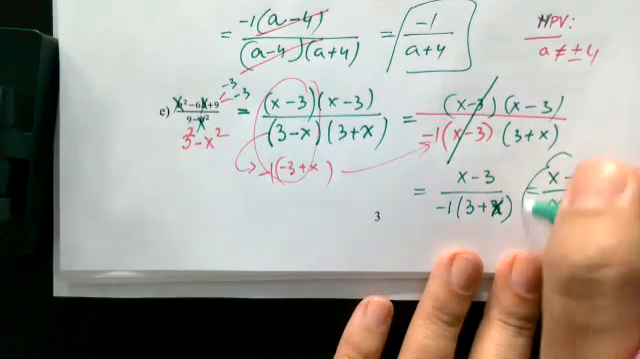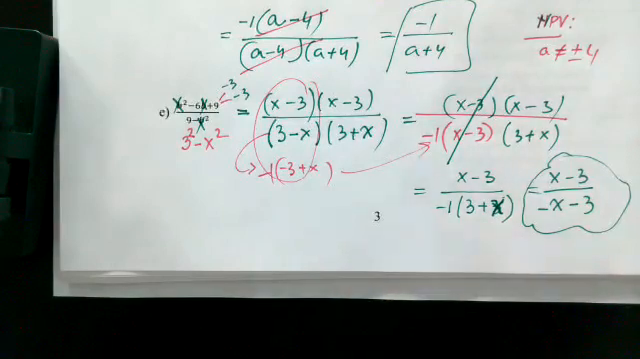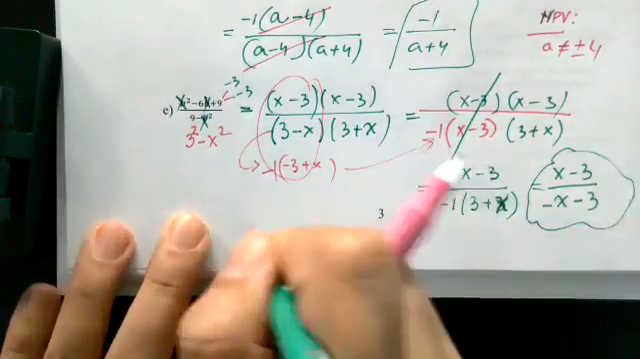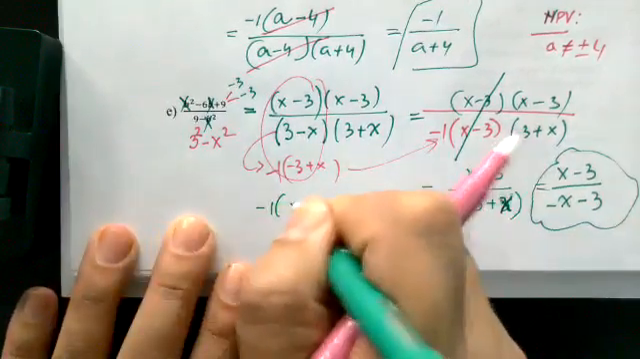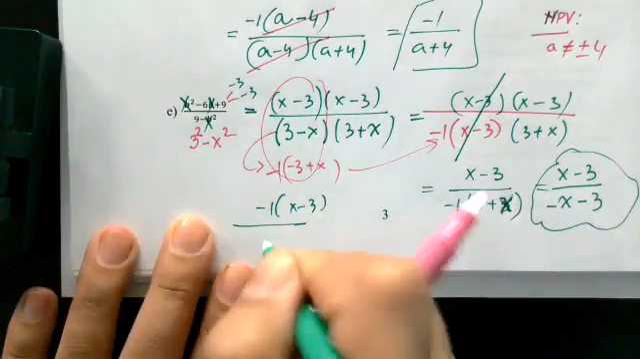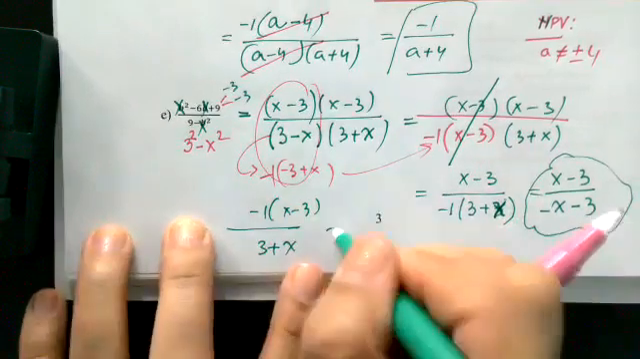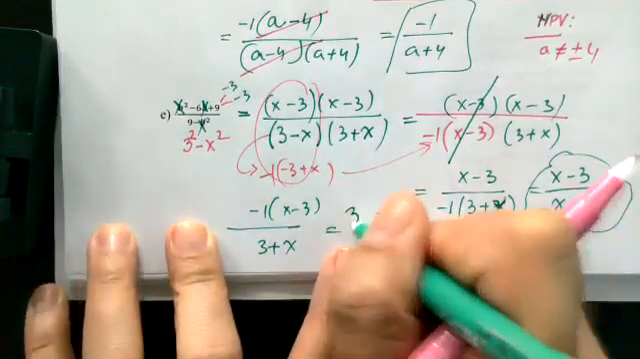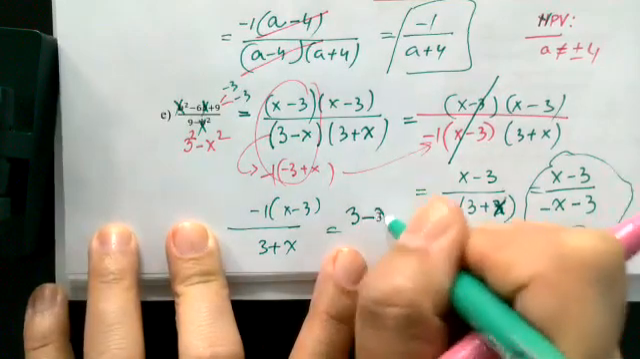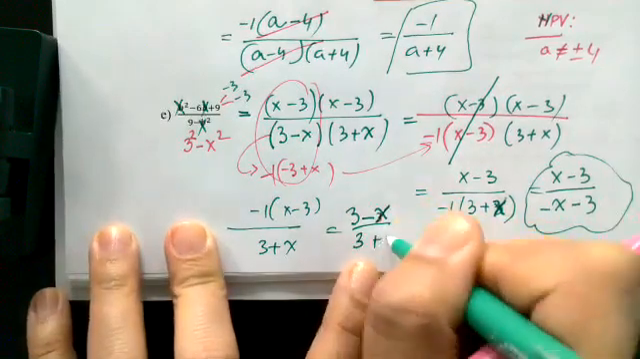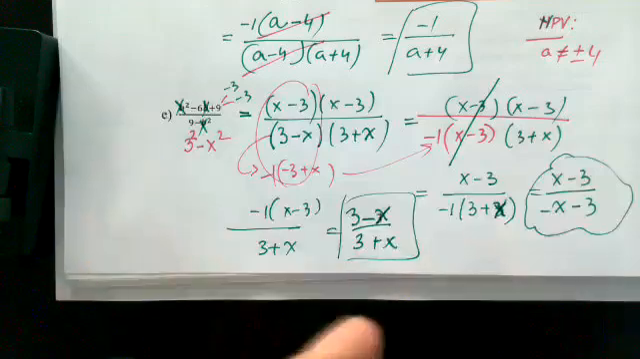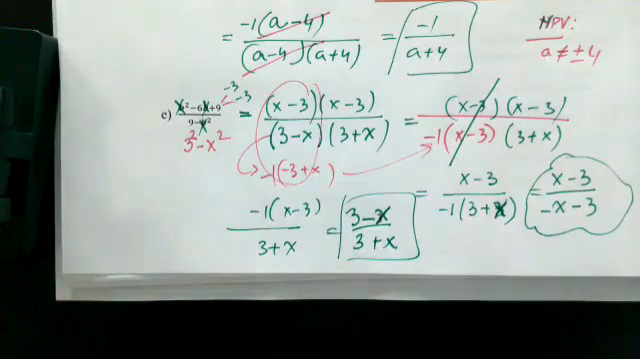That's one form. If you move the -1 at the top, then you would have 3 minus X. So if you write it as -1, X minus 3 over 3 plus X, it will be a little bit nicer looking. 3 minus X over 3 plus X. They're exactly the same thing. Same expressions.